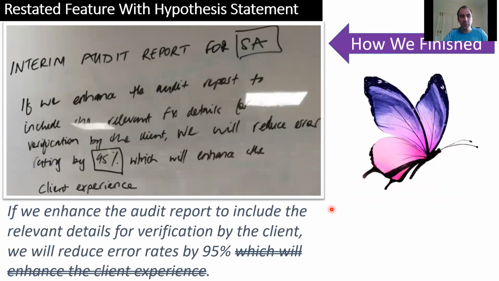This is how we finished. That's just the text, easier to read than the messy handwriting. So if we enhance the audit report to include the relevant details for verification by the client, we will reduce errors by 95%. Now you can see I crossed out "which will enhance the client experience." Yes, it should, but that's just noise. Let's just focus. It's very hard to prove the part I've crossed out. We can definitely monitor after we go live what impact we had on those error rates.